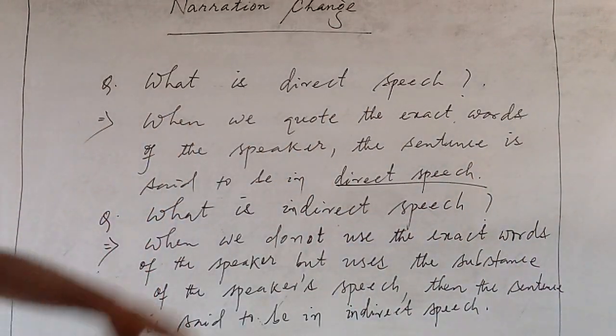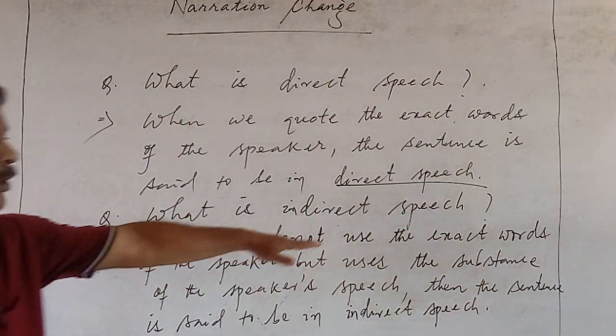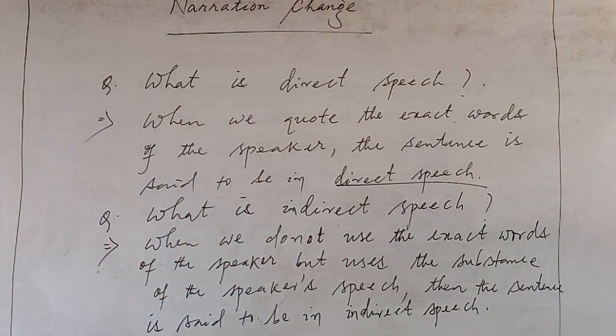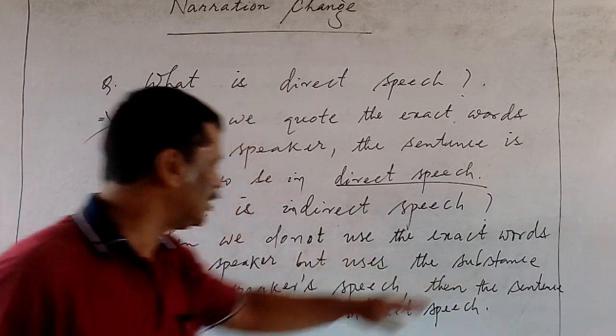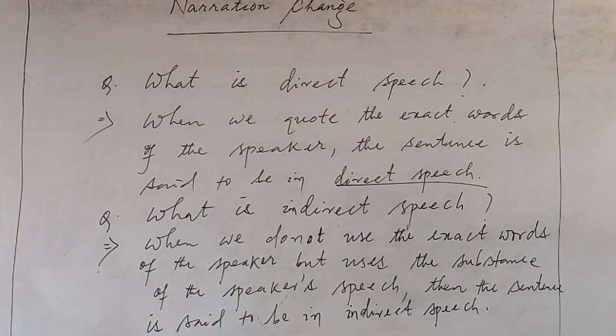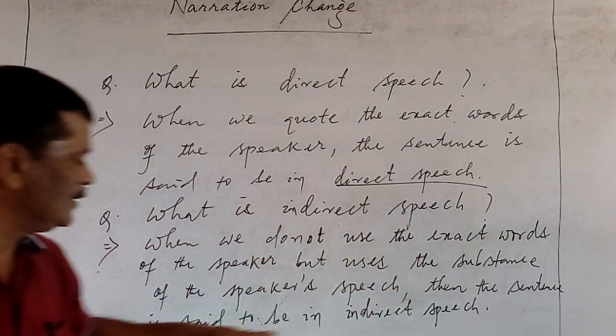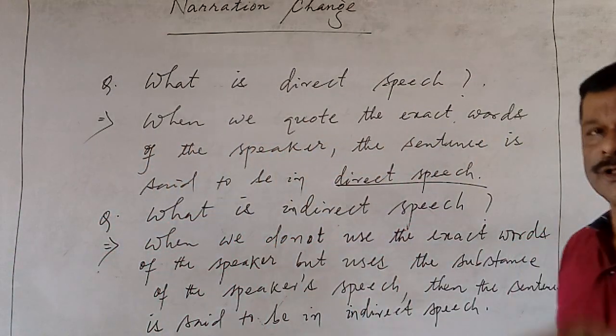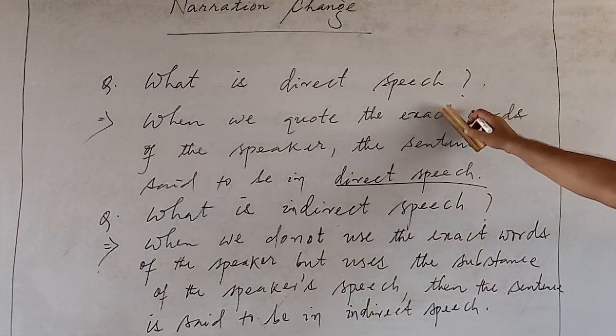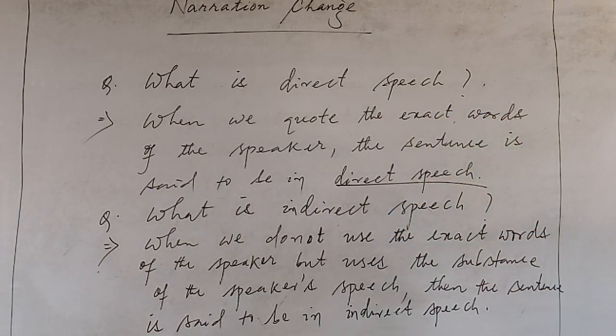So what have you understood? When we do not use the exact words of the speaker, and when we use only the substance of the speaker's speech, then the sentence is said to be in indirect speech. I think you have understood what is direct narration and what is indirect narration.